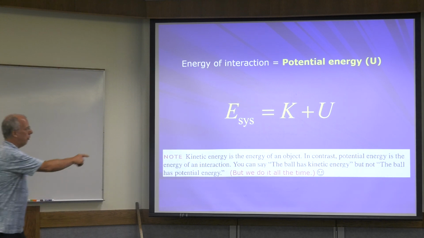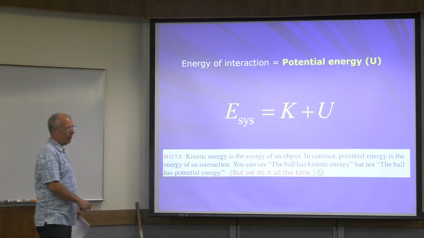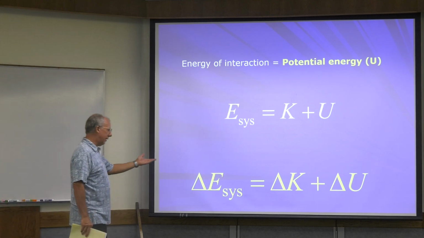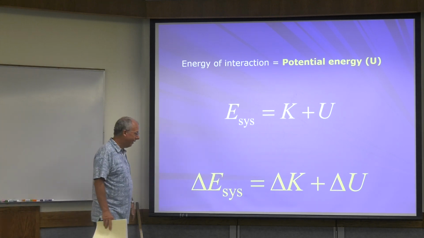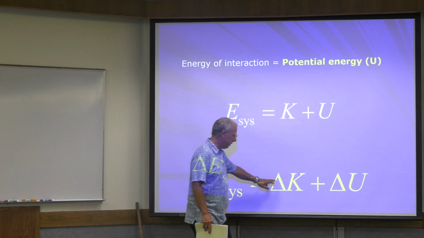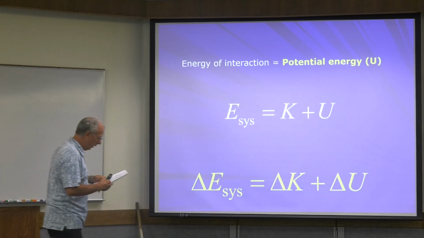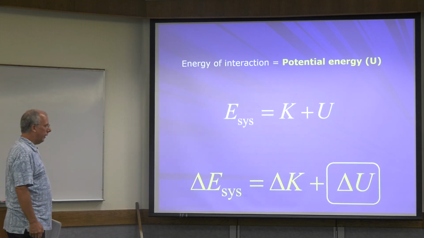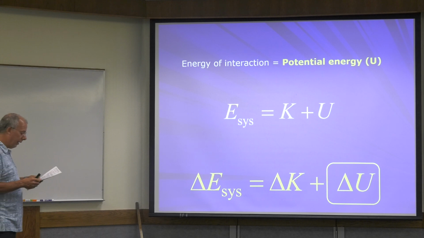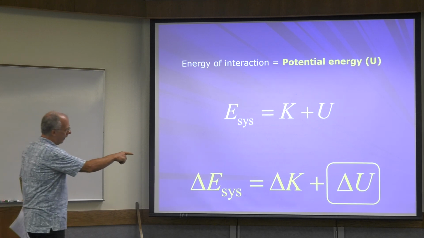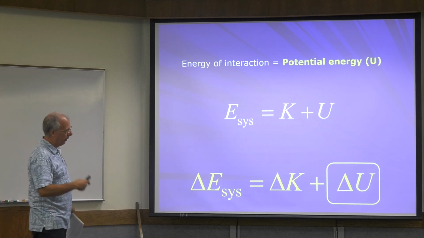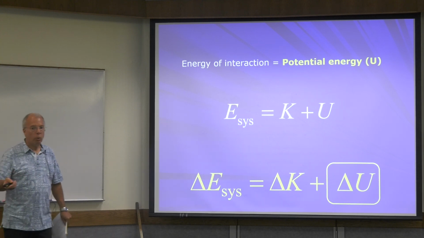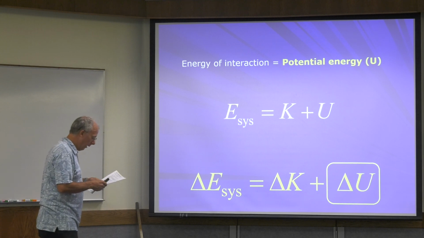All right, now this is great, but of course most of the time what we care about is how energy changes, right? So we're basically differentiating both sides of the equation. So the change in energy of the system equals a change in kinetic energy plus a change in potential energy. All right, so now what we want to do is look carefully at this delta U. We said that delta U is the energy of interaction. So we want to know how it's related to the work of the interaction.